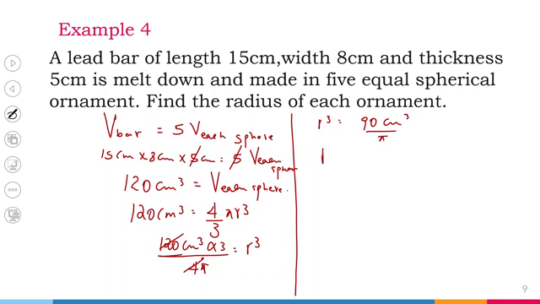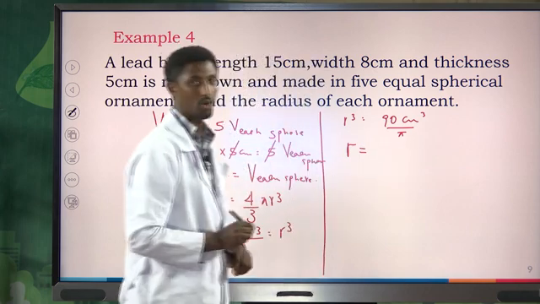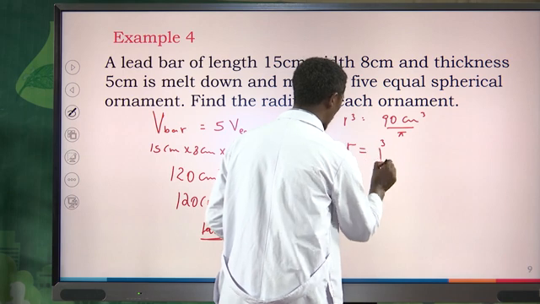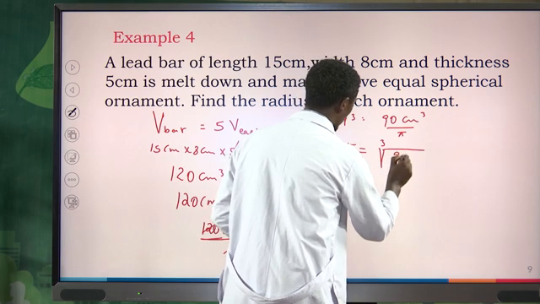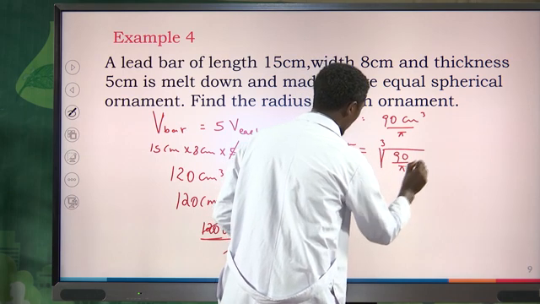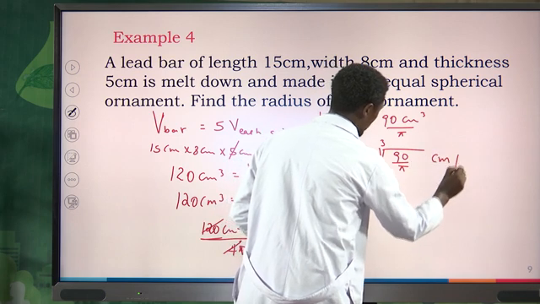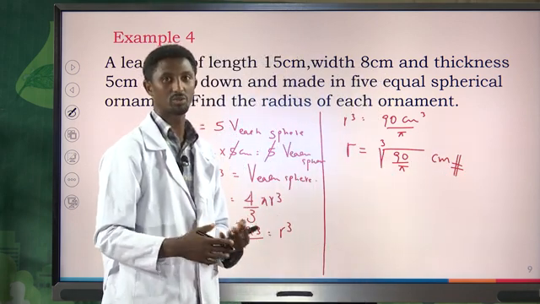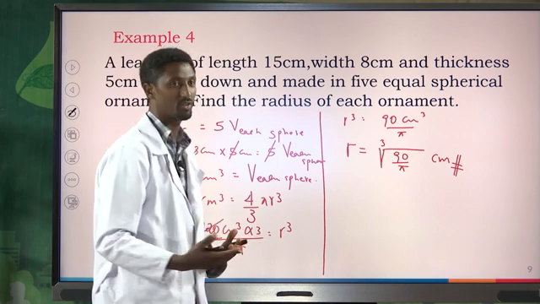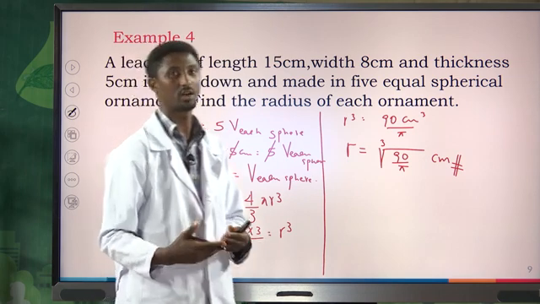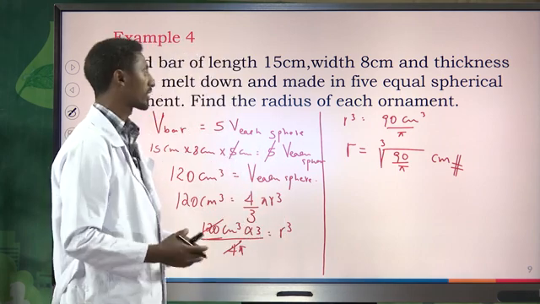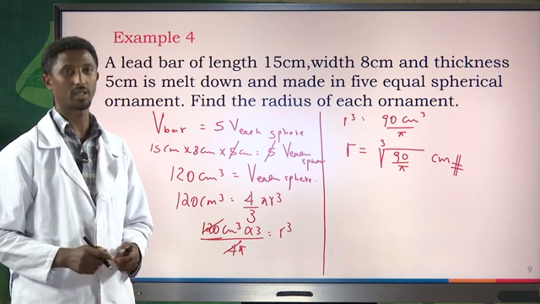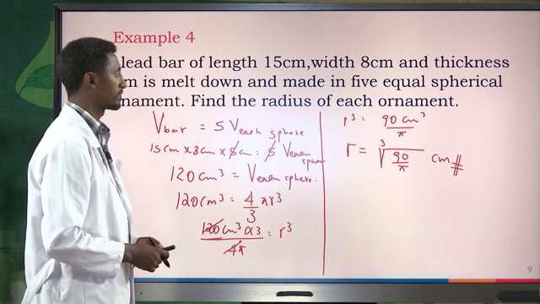Now the radius r equals, taking the cube root to both sides, the cube root of 90 over pi centimeter. It's better to put it in terms of pi, because to find the cube root of 90 over pi, since it is not a perfect cube number, it's difficult to approximate in decimal form. So it's better to put it as it is.